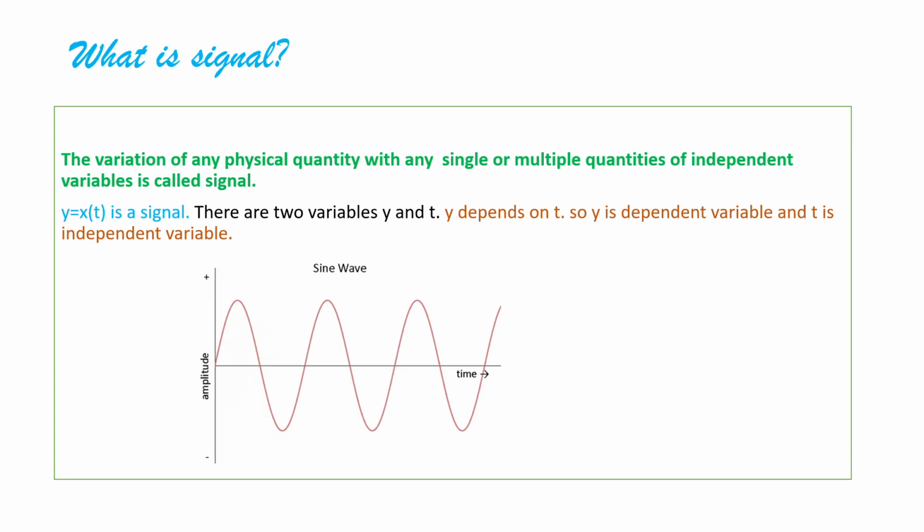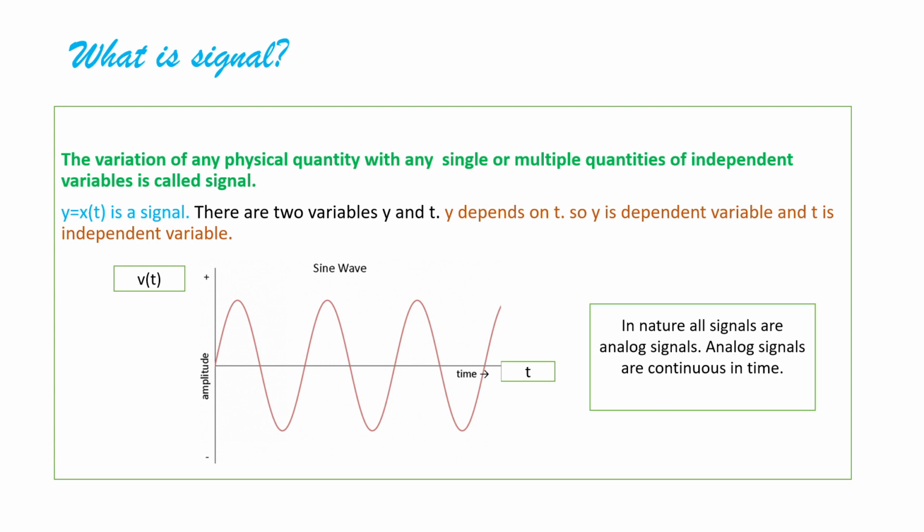Now this is one sine wave. Y-axis is denoted by v(t), x-axis is denoted by t. And this is the continuous time signal. In nature, all signals are analog signals, and analog signals are continuous in time.